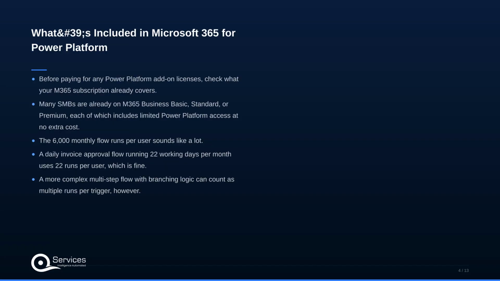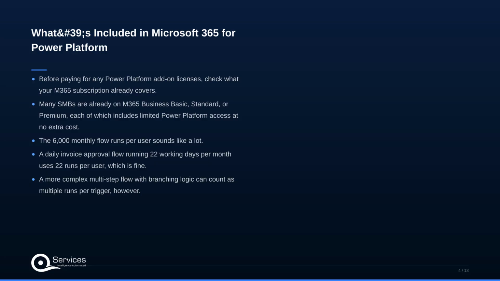Let's talk about what's included in Microsoft 365 for Power Platform. Before paying for any Power Platform add-on licenses, check what your M365 subscription already covers. Many SMBs are already on M365 Business Basic, Standard, or Premium, each of which includes limited Power Platform access at no extra cost. The 6,000 monthly flow runs per user sounds like a lot.